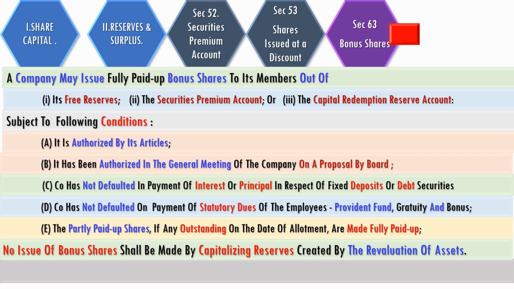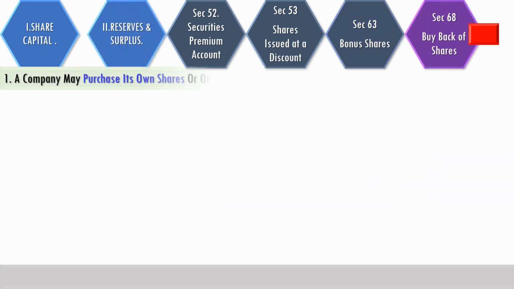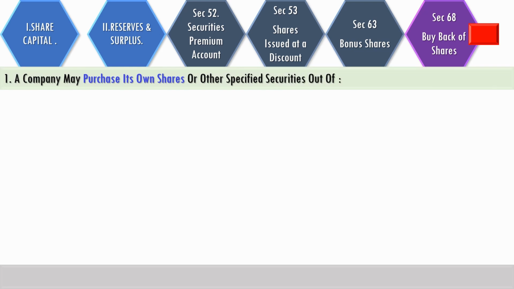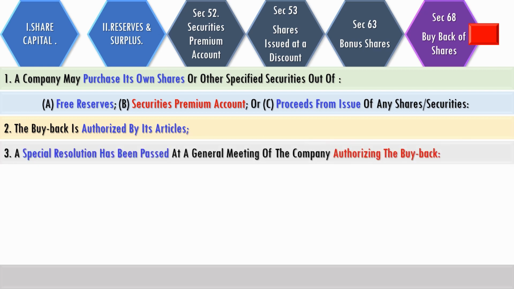No issue of bonus shares shall be made by capitalizing reserves created by the revaluation of assets. The process of buyback is subject to certain restrictions. A company can purchase its own shares or securities from out of free reserves, securities premium account, or proceeds from issue. The buyback has to be authorized by its articles.